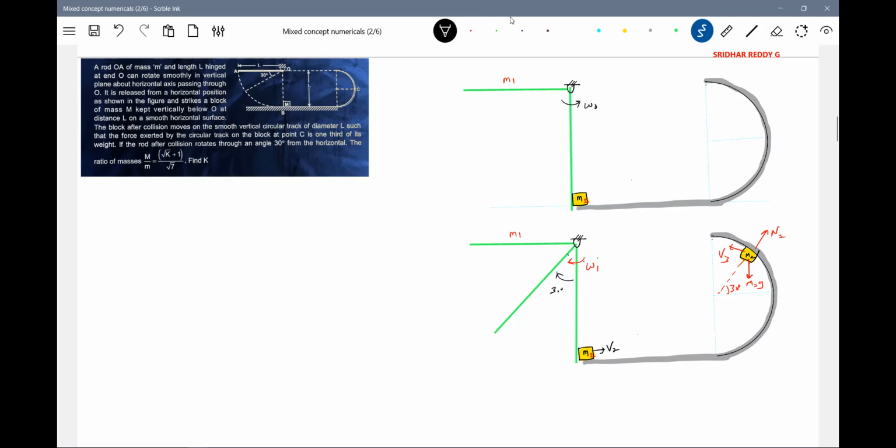First, how to get omega naught. This will be half into ml square by 3 omega naught square by 2. Increase in kinetic energy should be equal to decrease in potential energy, mgl by 2. Where M1, what are the symbols? M1 equal to M, M2 equal to capital M. Omega naught equal to root 3G by L.